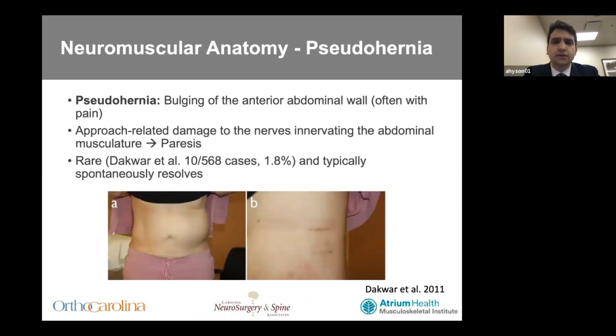If these are injured, there can be paresis of the abdominal wall, which results in a complication known as a pseudohernia, which is an unsightly bulging of the abdominal wall due to the hollow viscus pushing out against it. It is relatively rarely reported in literature and typically spontaneously resolves without any further complication.